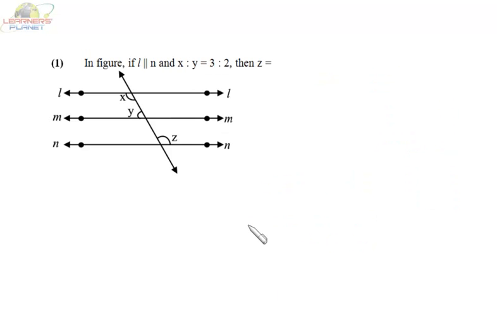Now, in this question, we are given three lines, that is L, M, and N. And we are given that L is parallel to N. And here we can see L is also parallel to M. So all the three lines are parallel to each other. And we are given the ratio of X and Y, that is 3:2, and we have to find out the value of Z. Now X and Y, both of them are interior opposite angles, isn't it? So angle X plus angle Y will be 180 since line L is parallel to line M.